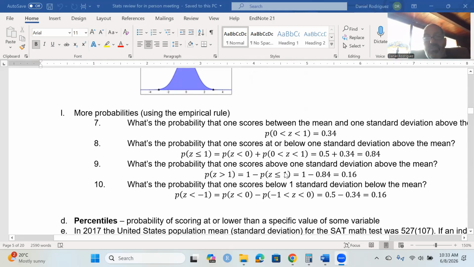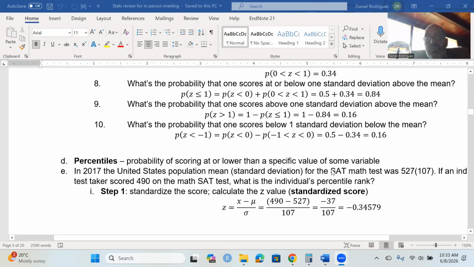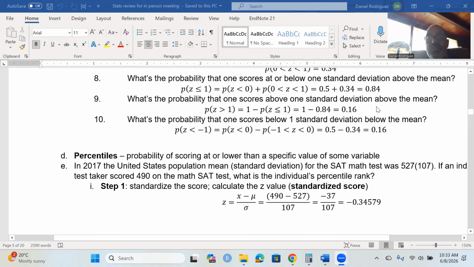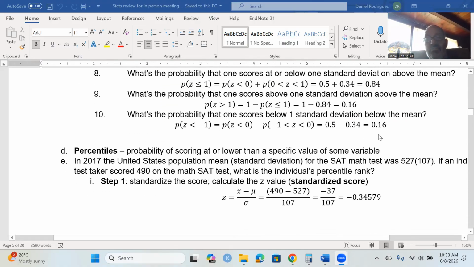What's the probability that one scores above 1 standard deviation above the mean? Well, that's just the complement of being at or below 1 standard deviation above the mean. So that's 1 minus 0.84, which is 0.16. What's the probability that one scores below 1 standard deviation below the mean? By symmetry, this area here is the same as this area here. So it's 0.16, the same, just on the other side.